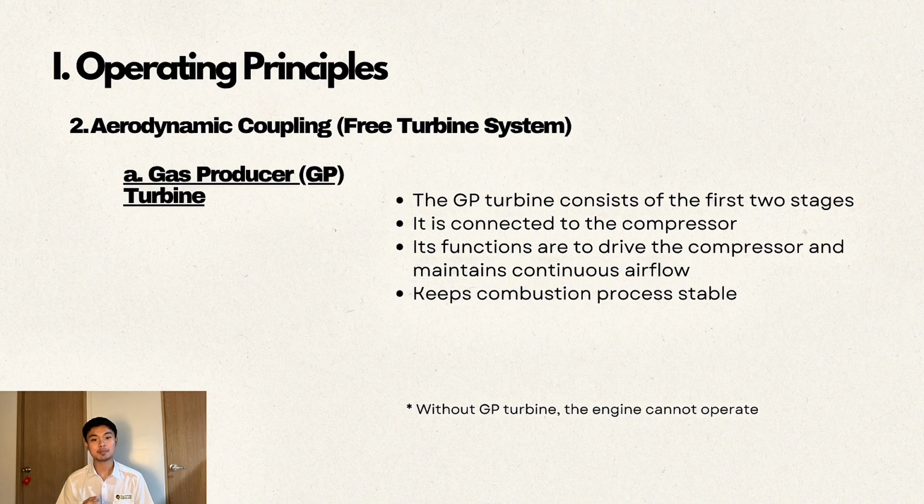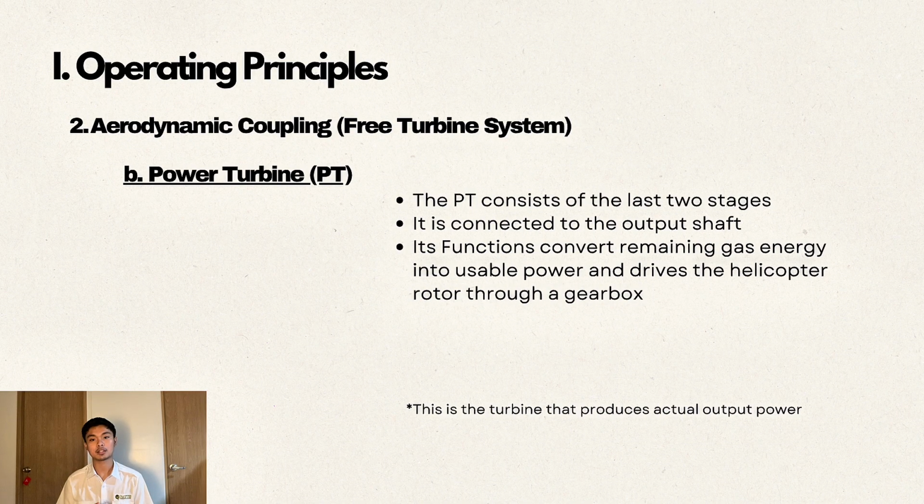In this slide, the GP turbine is connected to the compressor. Its function is to drive the compressor, maintain airflow, and keep combustion stable. So without this, the engine cannot operate. And let's proceed to the power turbine or PT. Next, the power turbine, this is connected to the output shaft. It converts remaining gas energy into usable power. So this is the actual output power.